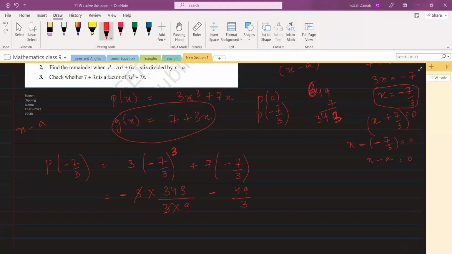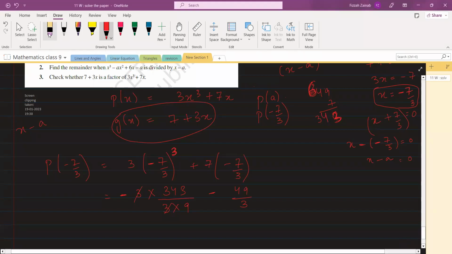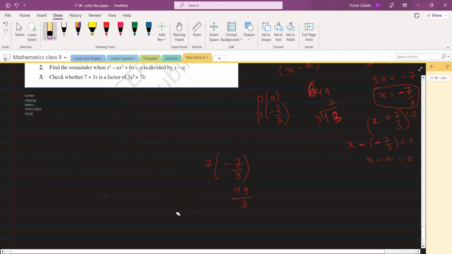Okay. Anyway, I'll just do it again for you. Just one minute, otherwise you will not understand it. Okay, so is the concept clear? When some number is a factor, that means the remainder is going to be 0 in that case.